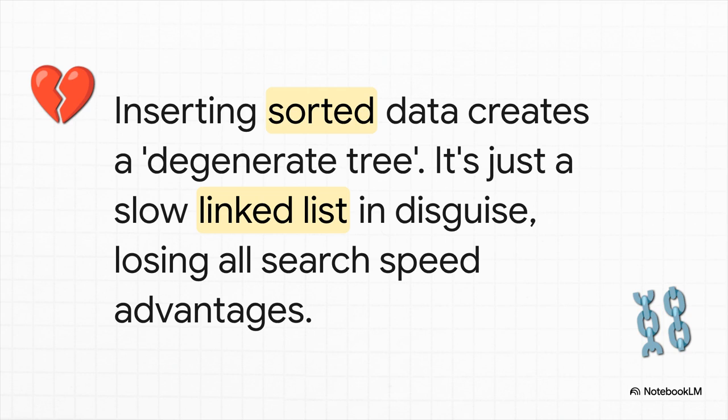What happens if you try to insert data that's already sorted? You don't get that nice, bushy, efficient tree. Instead, every new item just gets tacked onto the right side of the previous one, forming a long, pathetic, spindly chain. You've basically, accidentally, rebuilt a slow linked list, and all that amazing search speed is just gone. This is what we call a degenerate tree.